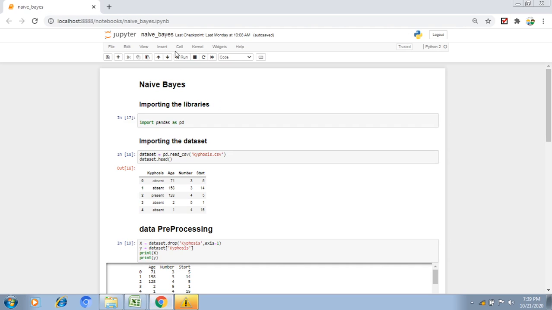Similarly, I'm using naive Bayes in Jupyter Lab. Here, import pandas as pd. This is my pandas, and pd is my alias name. I'm using pandas for the Excel operations and also for some metrics, like the confusion matrix. Here I import the data set: my variable is equal to pd, the alias of pandas, and the method read csv, passing my kyphosis csv, so that dataset dot head displays the first 5 records.